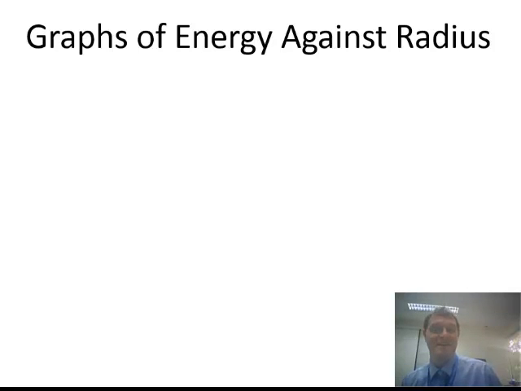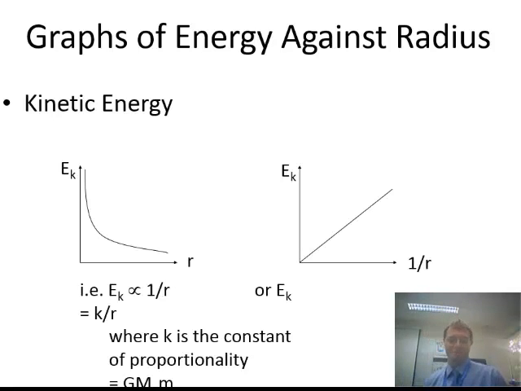If we graph this, then what we'll see is the kinetic energy. Again, there's a 1 over r relationship, so k is the constant of proportionality, and that equals G mass of the Earth times mass of the satellite divided by 2. And there we can see the plotting of both the kinetic energy against radius and kinetic energy against 1 over radius, which is more useful because the gradient of the 1 over r graph should give me the constant of proportionality.